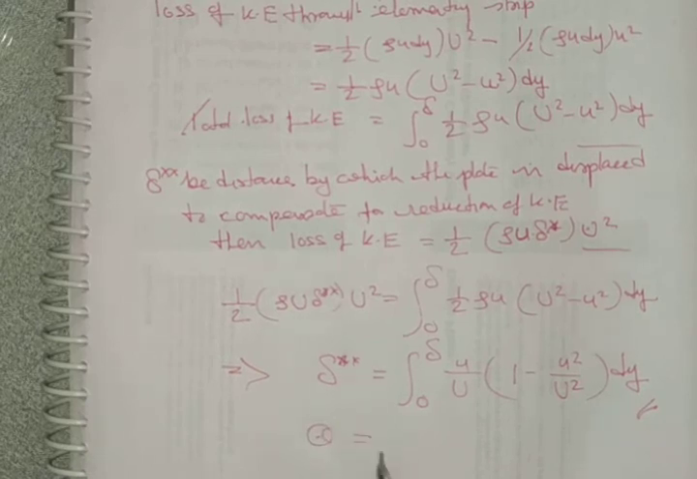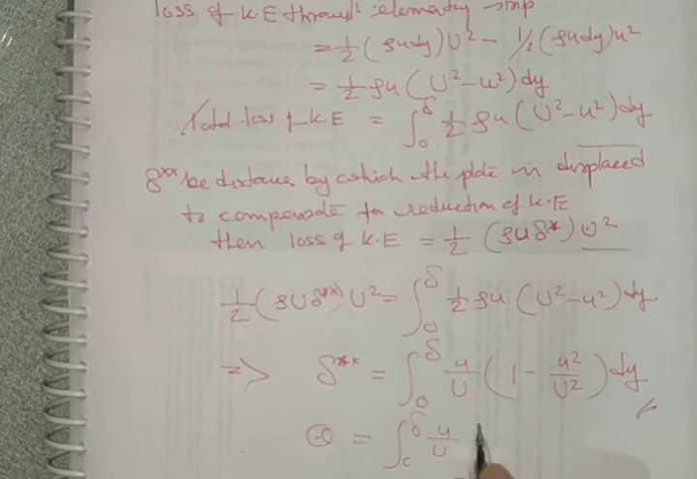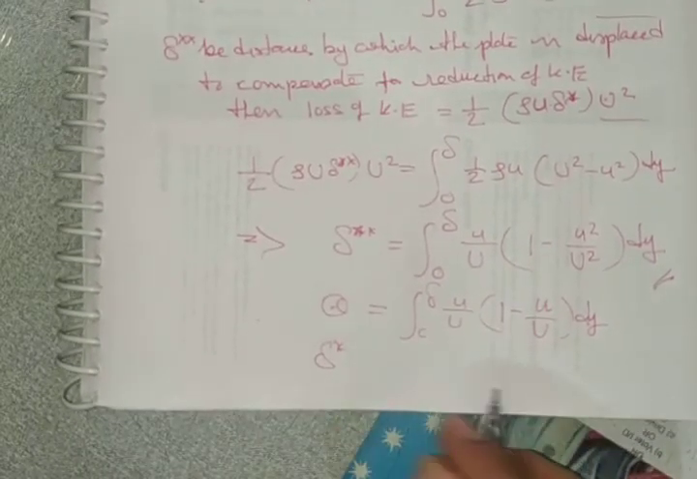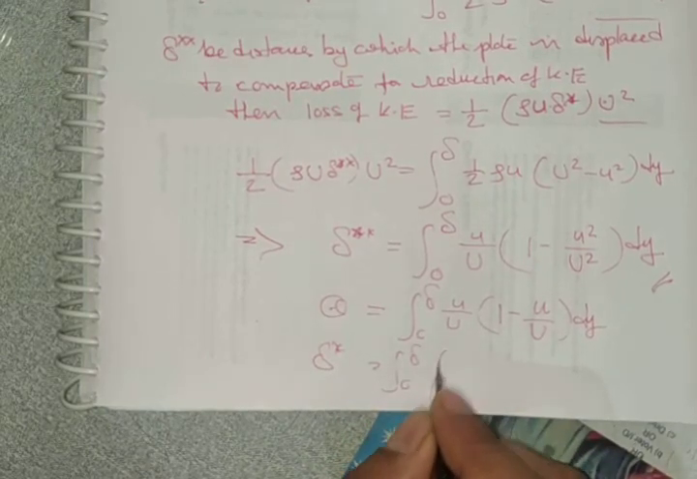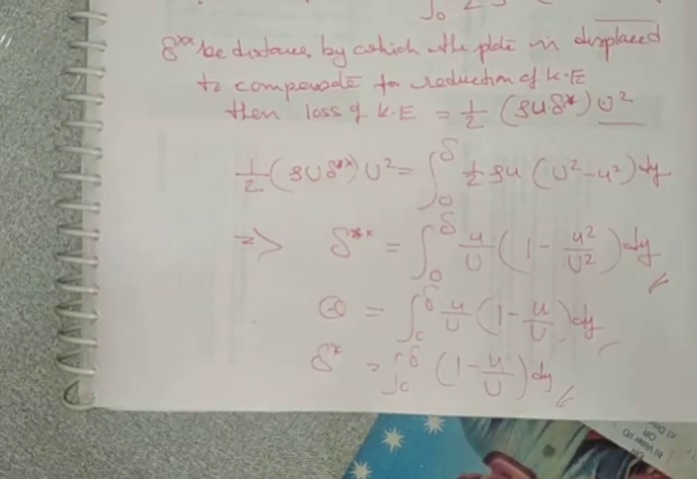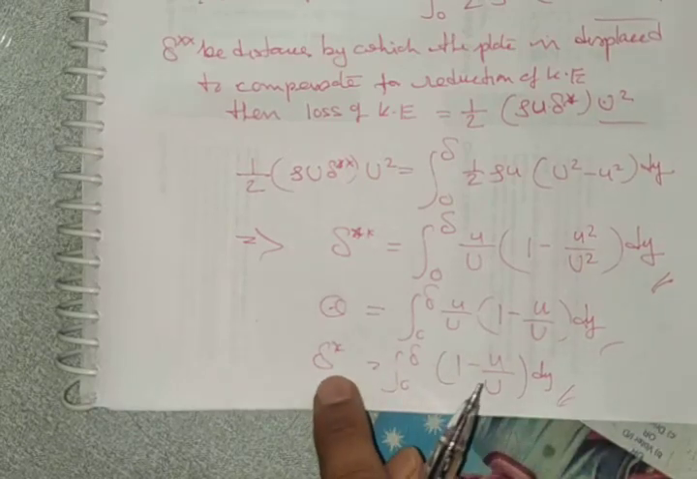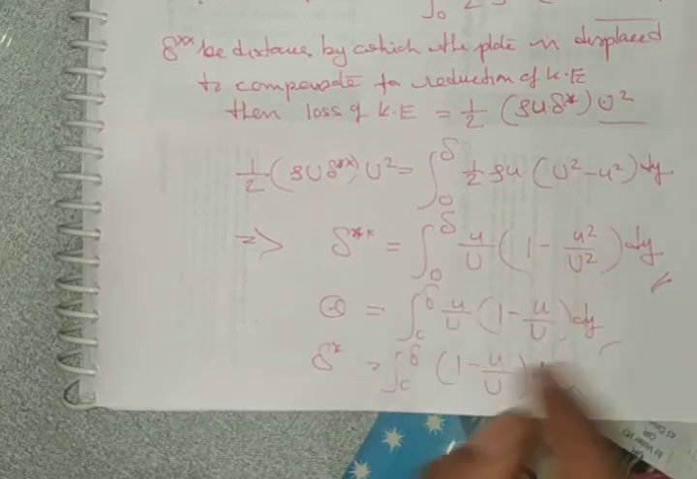and theta is the momentum thickness. It is given by this small u by capital U into 1 minus small u by capital U del y, and similarly displacement thickness is given by delta star equals integration of 1 minus small u by capital U del y. So these are the three thicknesses: displacement thickness, momentum thickness, energy thickness, and this is the derivation.